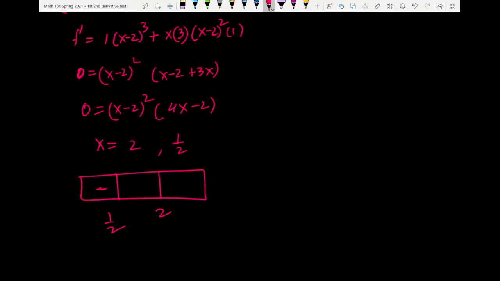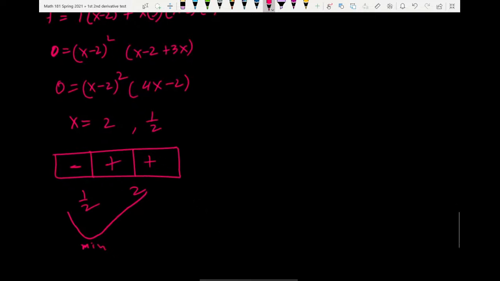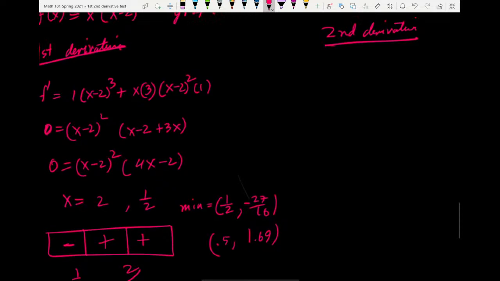We're just going to verify it. This is interesting right now. This is just one minimum. So one minimum, it goes up and up. So let's figure out what's the minimum point. It's 1/2 and negative 27 over 16. In terms of points, what is that? Which is about 0.5 and negative 1.69. All right, so now let's look at the second derivative.